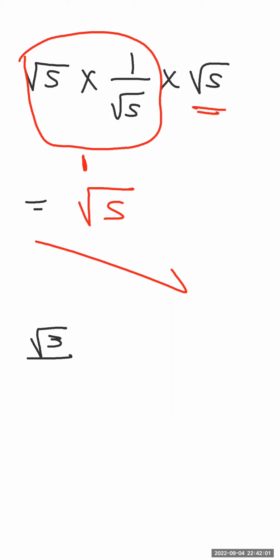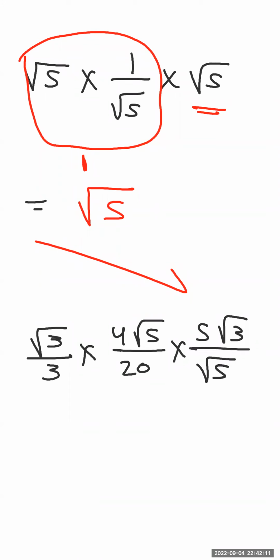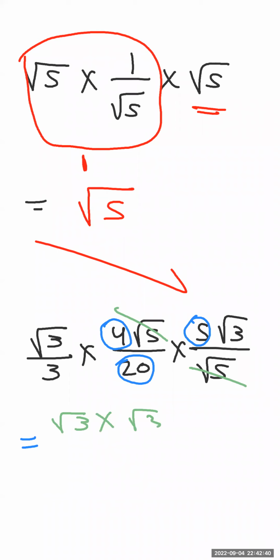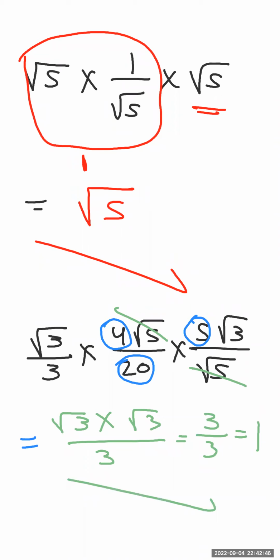Square root of 3 over 3 times 4 square root of 5 over 20 times 5 square root of 3 over square root of 5. Actually, guys, I prefer to simplify the numbers. So I can cancel 4 times 5, it's 20, with that 20. Am I correct till now? Yes. And what about cancelling square root of 5 and square root of 5? Also correct. So now, square root of 3 times square root of 3 over 3, which means 3 over 3. So 1. Done.